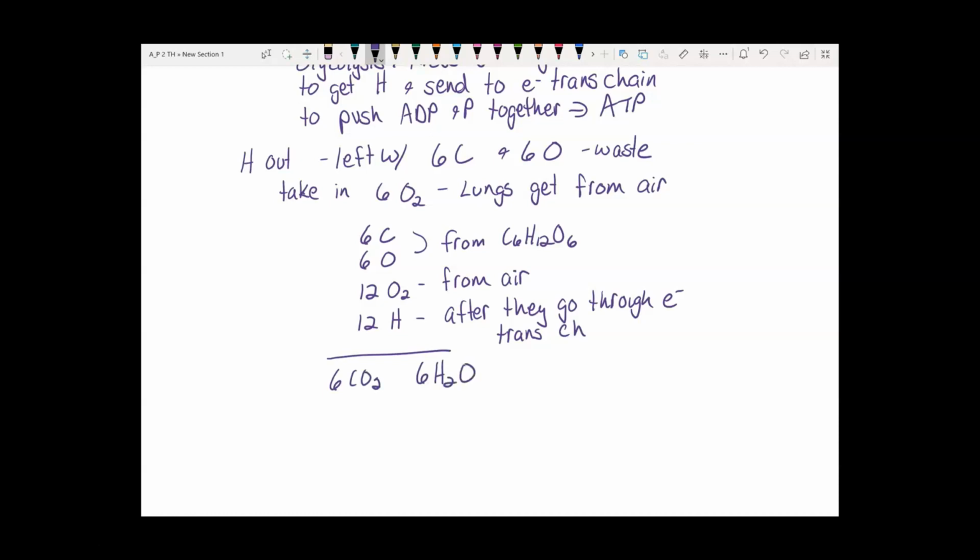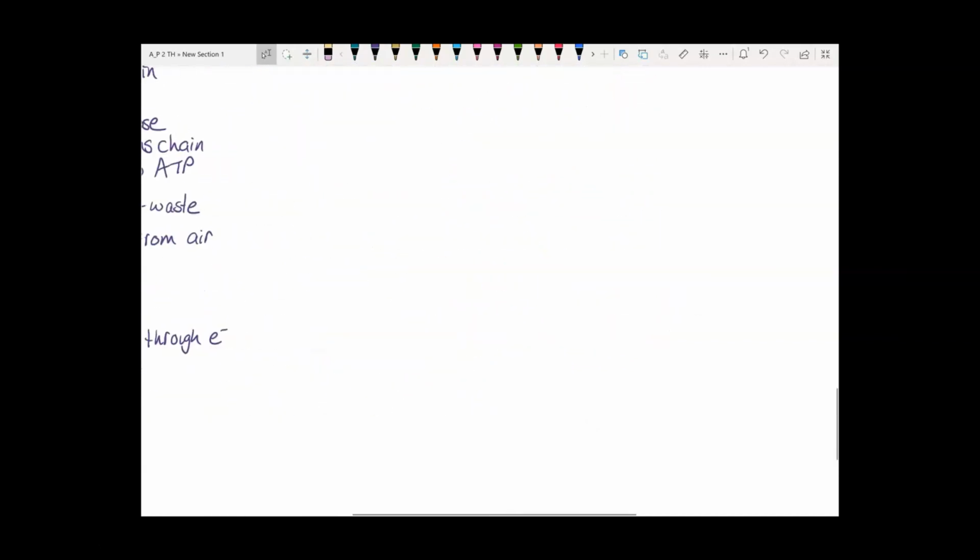So you take your 6 carbon, your 6 oxygen from the glucose, you take 6 of these oxygens, I'm sorry, there's not a 2 there. It's just 12 oxygens because 6 times 2 is 12. And this is what gives you your 6 CO2. And then you take the other 6 oxygens and your 12 hydrogens, and that is what gives you your 6 water.